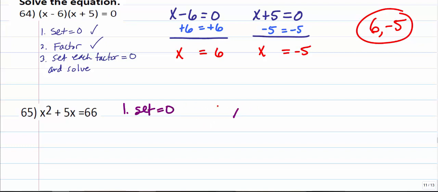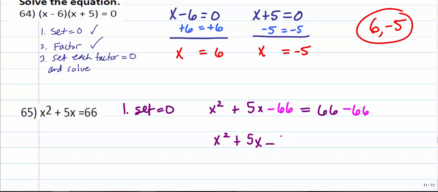So to do this, you want to make sure that you always try to leave your x squared positive. And so to do this, I'm leaving space here, guys, for a reason, because I'm going to subtract 66 so that I get 0, but I have to do that to both sides. So now I end up with x squared plus 5x minus 66 equals 0.